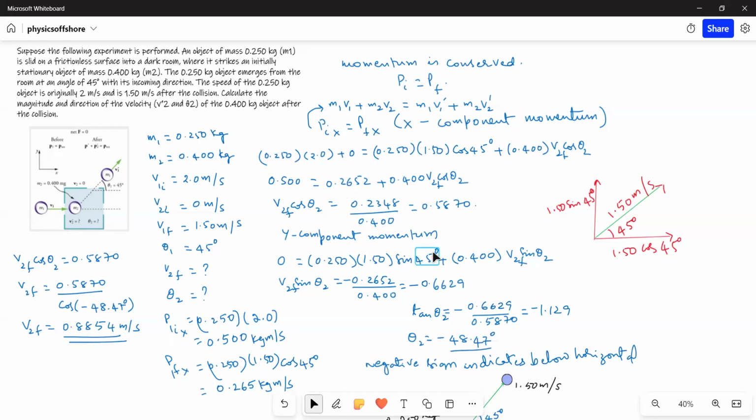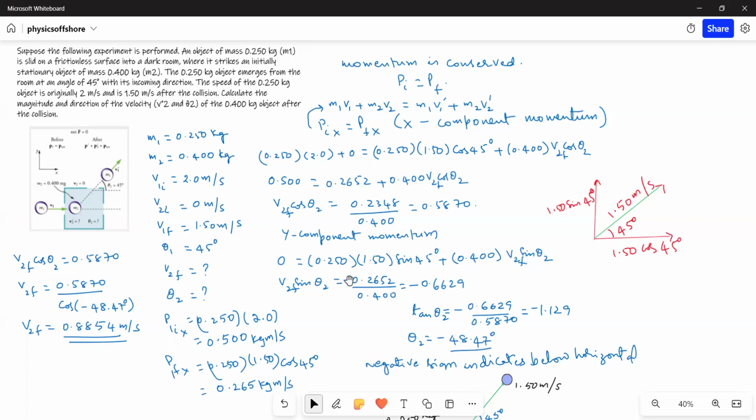Next, we go for the y component momentum. Initially, the first object is traveling only along the x direction and not in the y direction. Therefore, the y component momentum is 0. And for the second mass, it is obviously 0 because it is at rest. Therefore, the initial momentum of both the objects is 0. And then we have to write the final momentum of the objects. Here the first object is making an angle of 45 degrees with the original direction. So we are taking the y component, which is the opposite side to the angle. Therefore, we have to take the sine component.